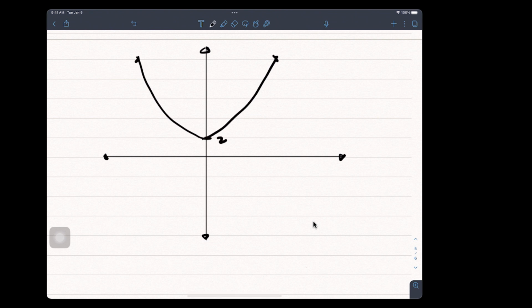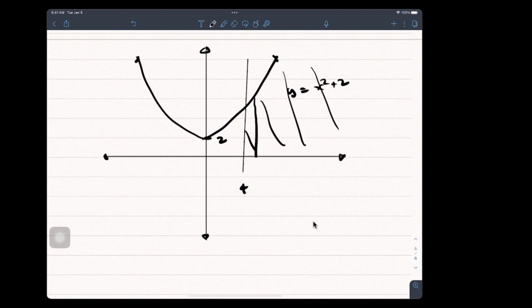If this is 2, this is y equals x squared plus 2. Now, if we go from 4 to infinity, what do you guys know about this area here? If we have an approximating rectangle somewhere, isn't that area going to get bigger and bigger? In other words, isn't that length getting bigger, bigger, and bigger? So the area under this curve is getting too big.